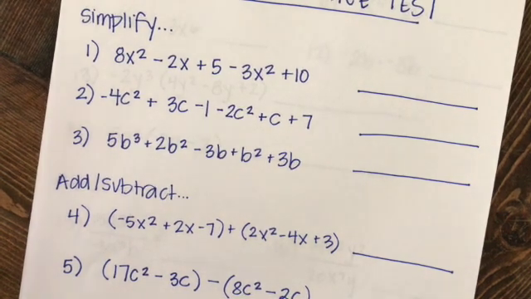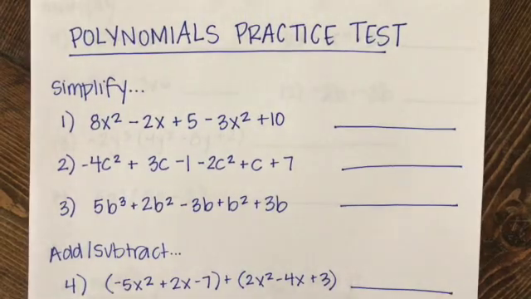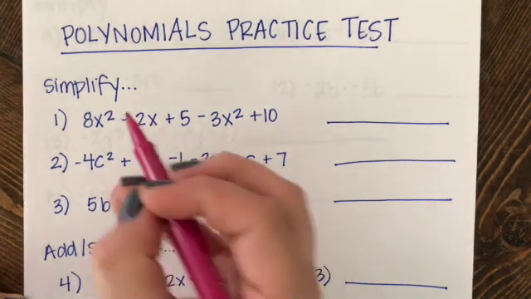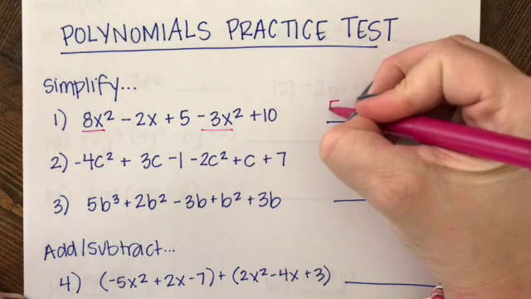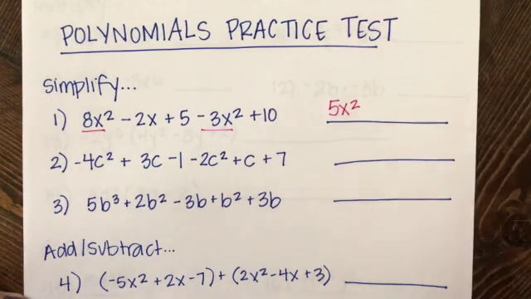Okay, so hopefully you worked through your polynomials practice test yesterday. Today I'm going to walk you through the answers and we'll just kind of talk about it, and then if you still have questions or there's other things you need to know, I'll have a Zoom call for you guys this afternoon. So on number 1, when we simplify 8x squared minus 3x squared, that's 5x squared.